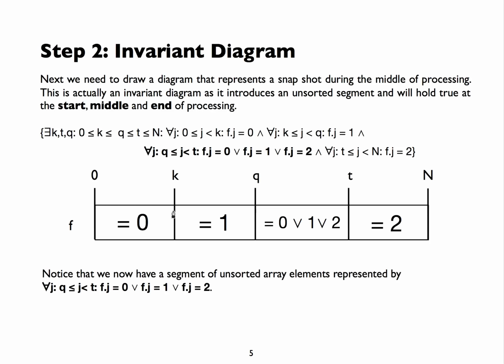The next step is to draw an invariant diagram. The invariant diagram is where we actually introduce a segment into our diagram that represents the unprocessed part. To do that, we need to introduce a new variable. In this case, I've introduced a new variable q. It doesn't matter what we call it, just as long as it doesn't conflict with any of the other variables that we have. So this new segment, I've actually written out here as a new segment in mathematical form.